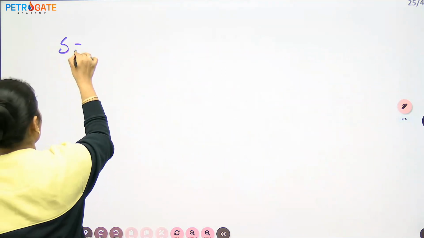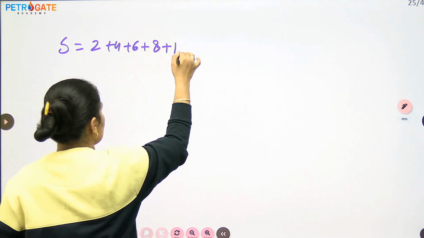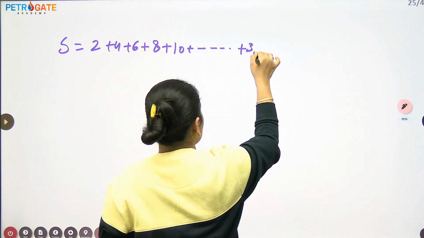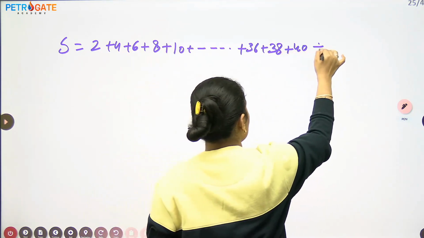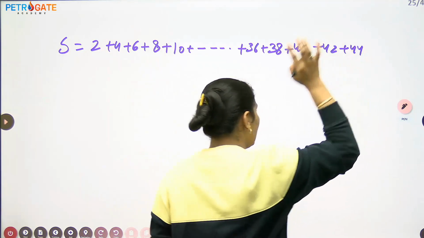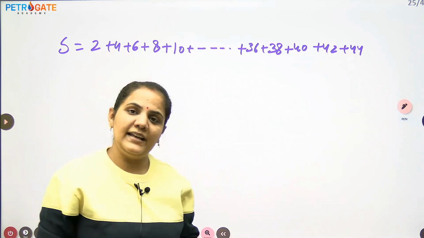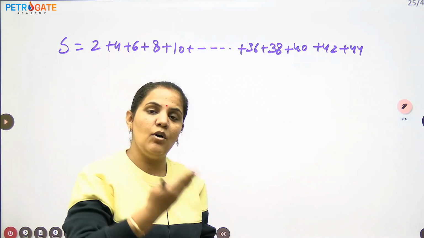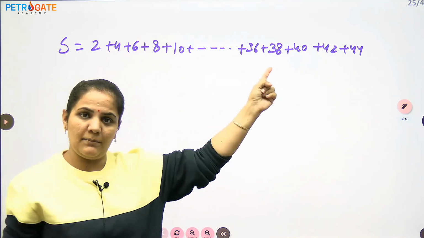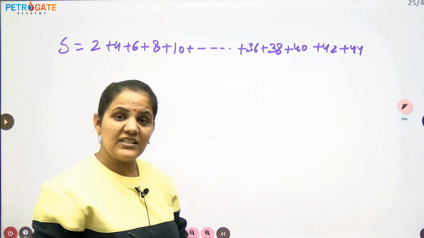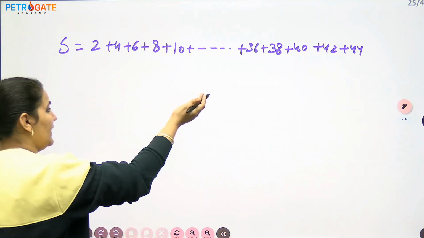So let's write it down on a fresh page: 2 plus 4 plus 6 plus 8 plus 10 and so on up to 36 plus 38 plus 40 plus 42 plus 44. Now can you tell me, my dear students, what is this series? You will say, ma'am, this is nothing but the sum of the n natural even numbers. This is the series of even natural numbers.